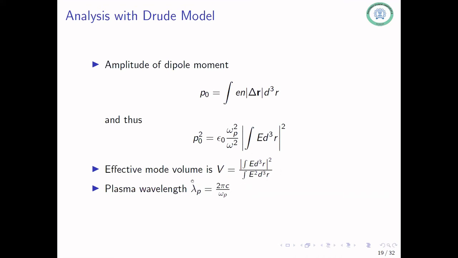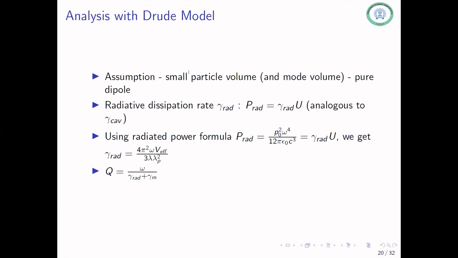And just for convenient notation, we use λp as the plasmon wavelength, which is just a notational convention. Now we'll assume that the particle volume is small, so that you can treat it like a pure dipole, and you will model your radiative dissipation rate as radiated power equals γ_rad times u. So this γ_rad is analogous to your γ_cavity from the other case, and using the radiating dipole formula from classical electromagnetism, the radiated power is given by this, which is γ_rad times u. You divide by u and so on, and you'll get the radiation rate as this.